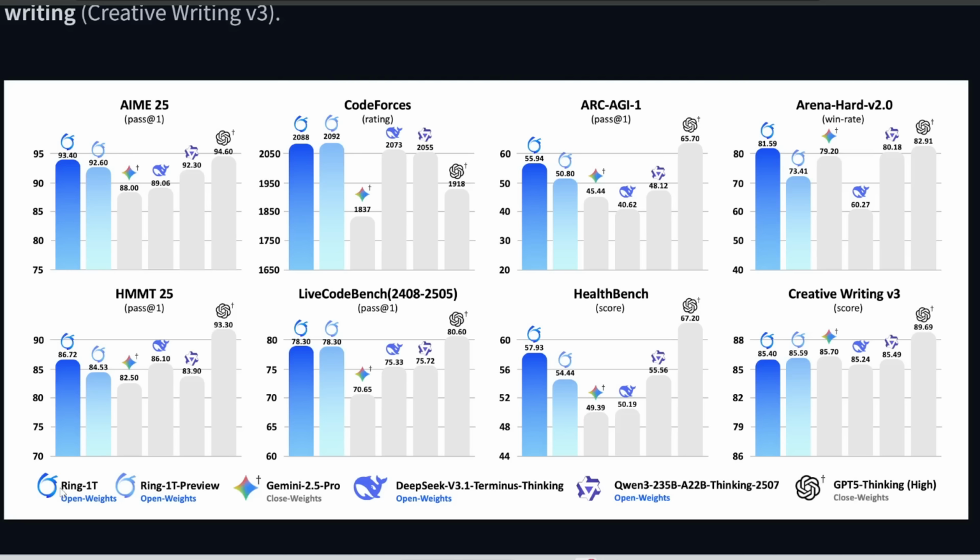So here you can see it's comparing Ring 1T to the best closed source and open source models out there. So that includes Gemini 2.5 Pro, DeepSeek 3.1 Terminus, Qwen 3, and also GPT-5 Thinking High. This isn't just the normal version, this isn't the non-thinking version, but it's like the most powerful version of GPT-5. And you can see for most of these benchmarks, it actually beats Gemini 2.5 Pro, and it comes close to the level of GPT-5. So that includes like competitive math, coding, ArcAGI, which is its ability to kind of learn new things on the fly without having seen it in its training data.